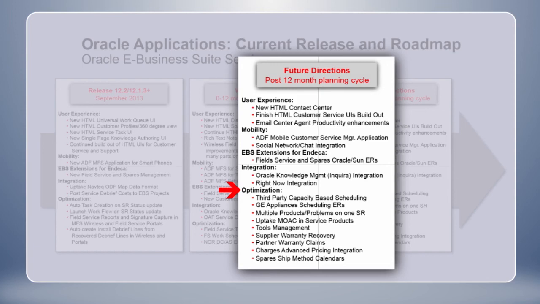And finally, one of the things we're doing for our internal Sun implementation is we're adding calendars for shipment methods. So certain shipment methods are only going to be available on certain days of the week. For example, emergency courier shipment may be available on the weekend, but regular UPS or DHL shipment is not available on the weekend.